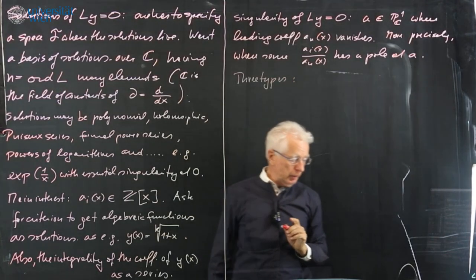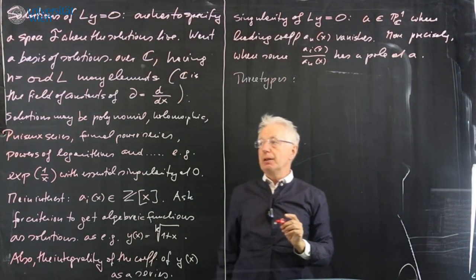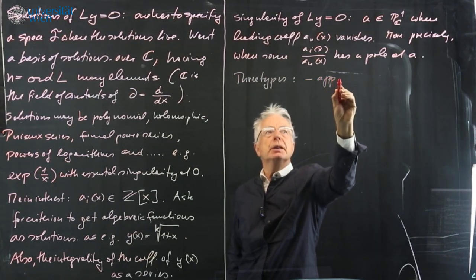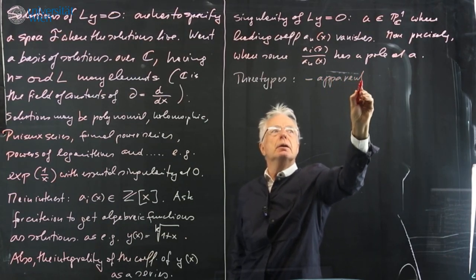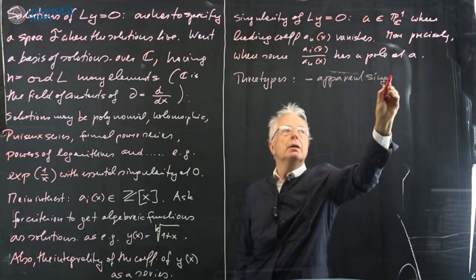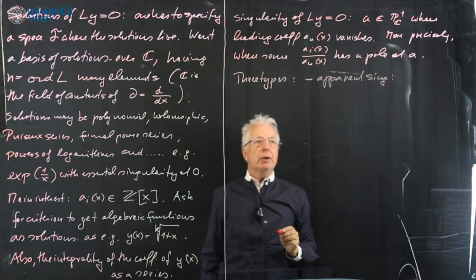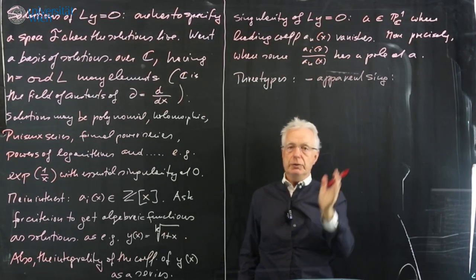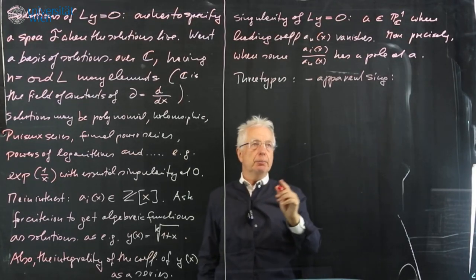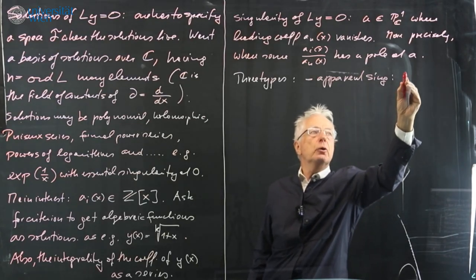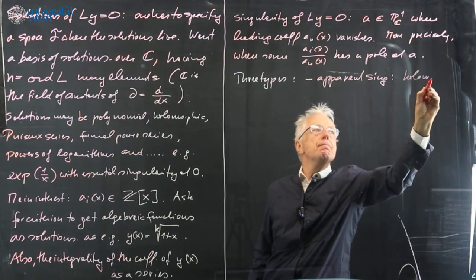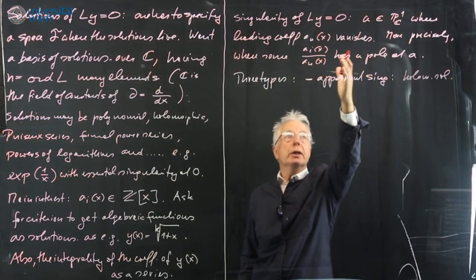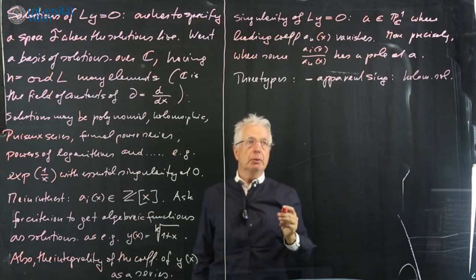Which can occur. I just drop the names. So the first one is an apparent singularity. An apparent singularity means that even though you have a pole of the coefficients, nothing strange happens. So here you have holomorphic solutions. This is, of course, as we now look at points, everything is local at the moment.